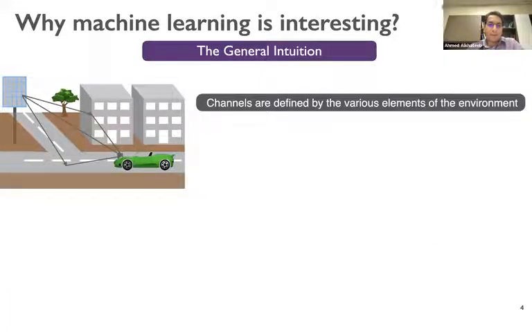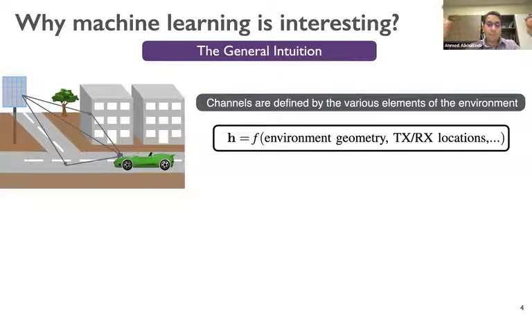So to get some insight, let's start with the very general intuition that channels are defined by the various elements in the environment. If you have, for example, a base station, a UE, and the channel between them, the channel is defined by the different elements in the environment, including the environment geometry, the materials and the electromagnetic characteristics of these materials, the locations, of course, of the transmitter and receiver, the different scatterers in the environment, the shapes, patterns, and orientation, and so on.